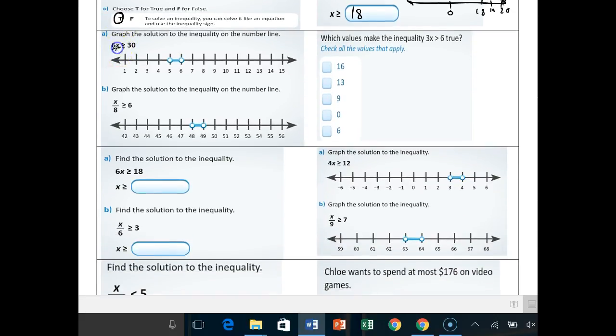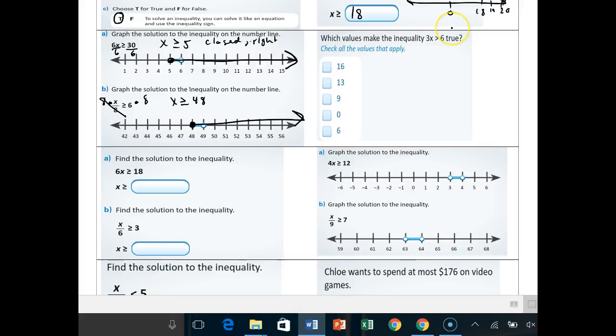Again, all we're going to do is divide by 6, divide by 6. So x is greater than or equal to 5. It's a closed circle and pointed to the right because we're looking for all numbers bigger than 5. So closed circle at 5 and then everything pointed to the right. Here, times 8, times 8. Cancel it out. x is greater than or equal to 48. So again, closed circle at 48 because it includes 48 and everything bigger, everything to the right.